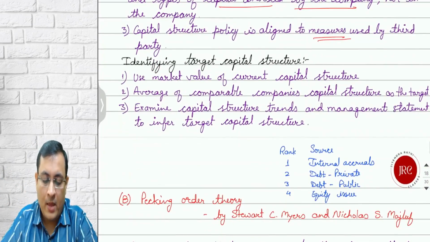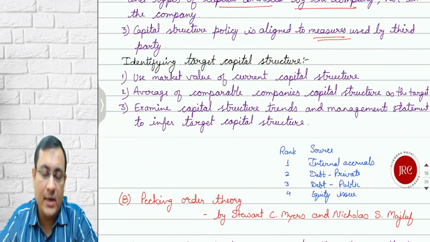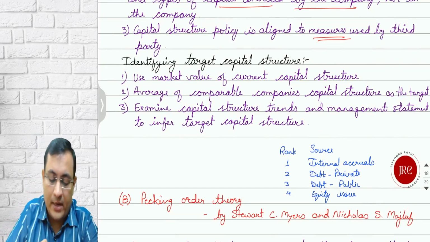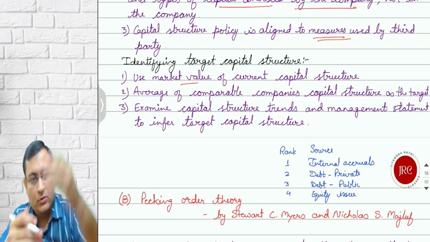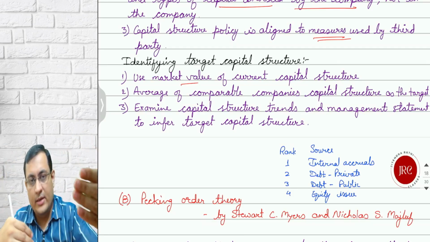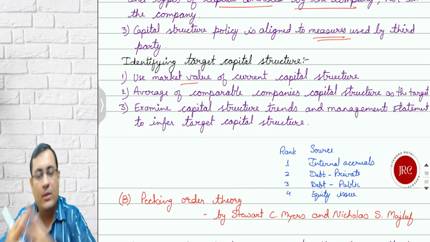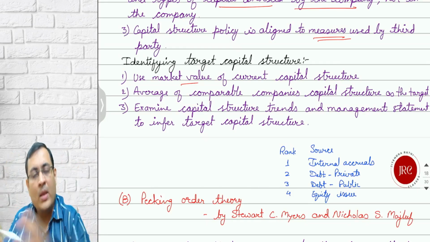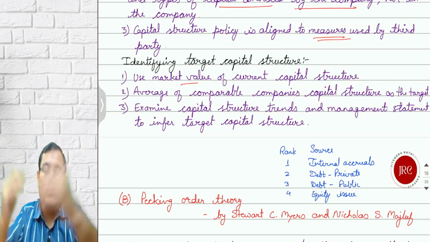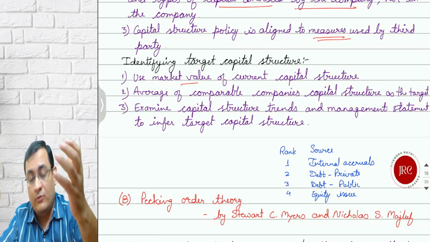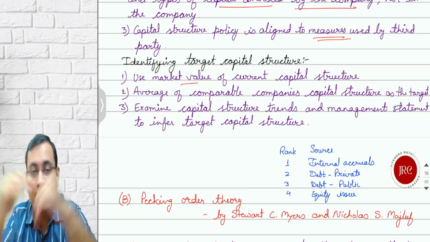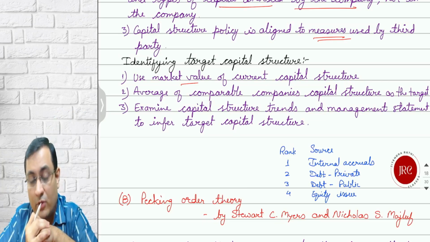Next, how to identify what target capital structure a company is using. First, use the market value of the current capital structure. Use the equity data from the balance sheet and multiply it with the market price, and use the debt data from the balance sheet and multiply it with the market price if it is trading in the market. This is your target capital structure, which, as an investor or analyst, I can assume is what management wants to keep, because they think it is the best for them.